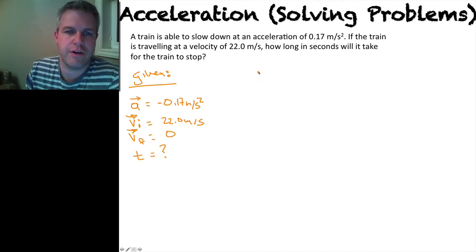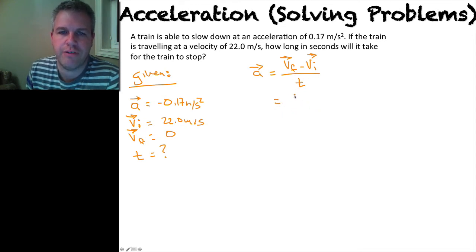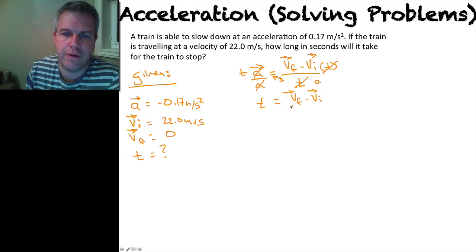So again, let's just write down our formula. Acceleration is equal to our change in velocity, final velocity minus initial velocity. Those are vector quantities, all over our change in time. So now we have to do a manipulation. If I solve this, I'm going to multiply both sides by t and divide both sides by a, and that should move my time to one side, so I end up with t is equal to vf minus vi over a.